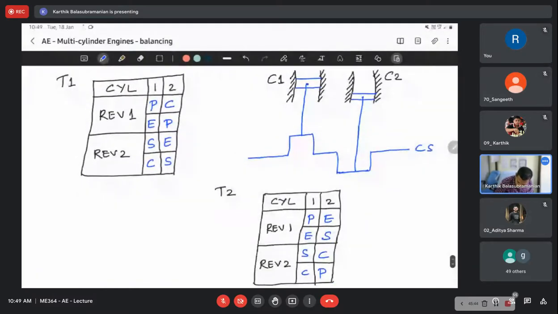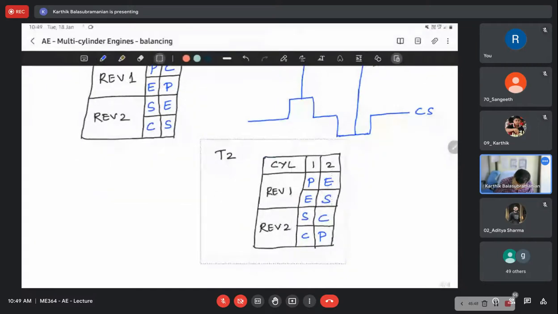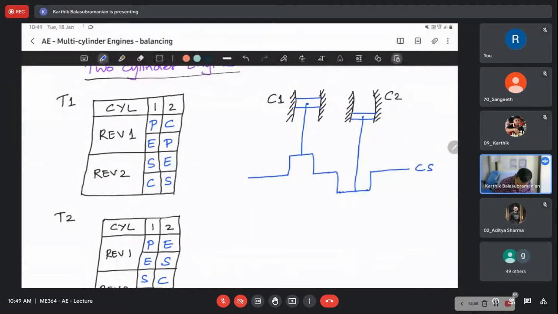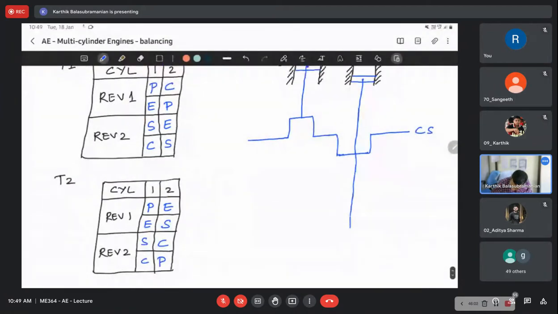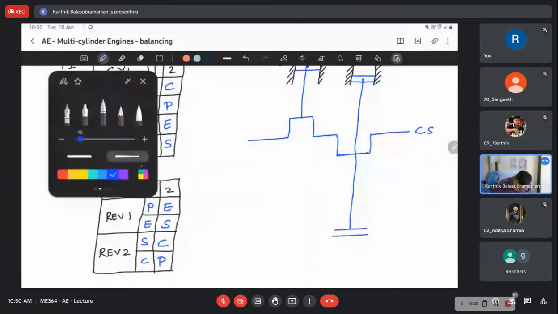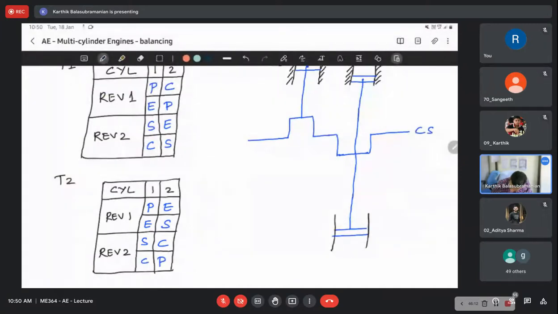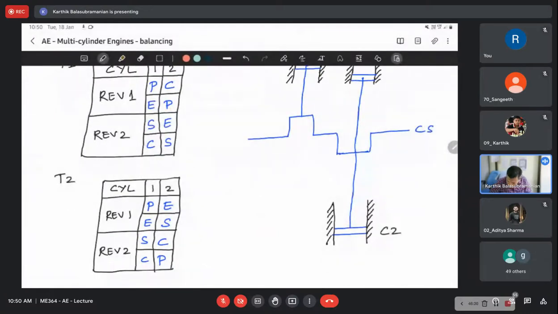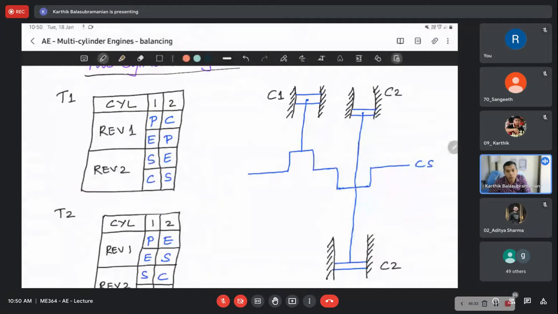Now just imagine. One minute, I'll just show you. Now instead of cylinder 2 being here, if I have my cylinder 2 at the bottom, so if this becomes my cylinder 2, you see when cylinder 1 goes to top dead center, cylinder 2 also will come to top dead center, correct?